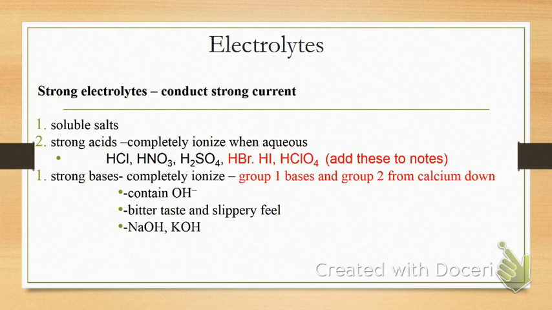Strong bases also completely ionize, and the strong bases are going to be all of your group 1 bases, and then group 2 from calcium down. So in other words, beryllium hydroxide, magnesium hydroxide are weak bases, but from calcium down in group 2 are strong bases. Memorize that too. Group 1 bases are all strong.